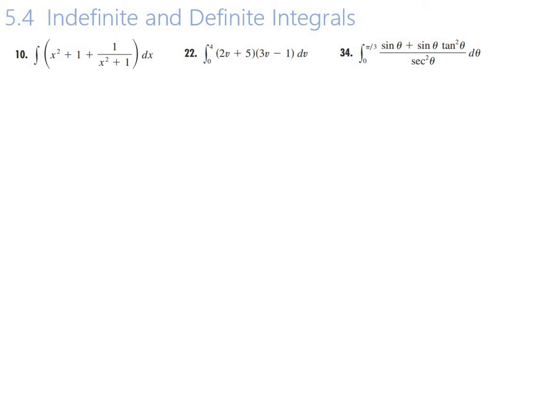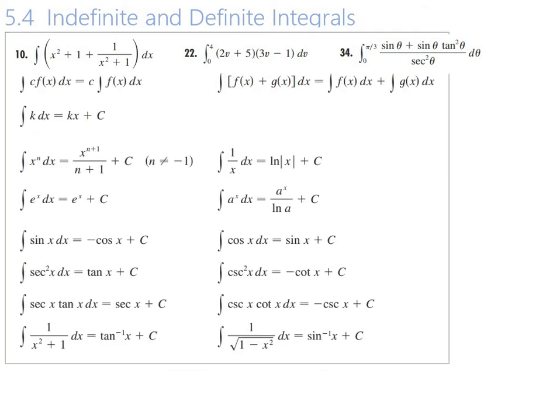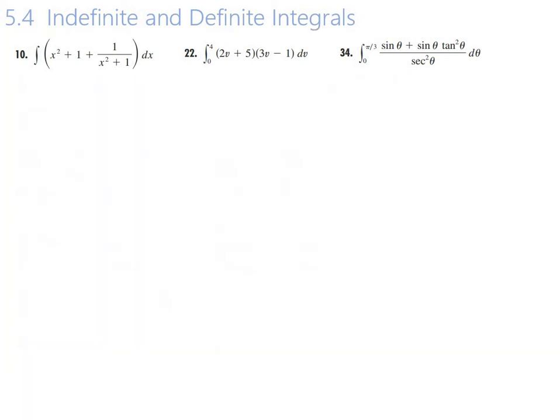Number 10 isn't too bad in the sense that all three of the pieces that we have to integrate fit our table of integrals pretty directly. So remember that table from page 406 if you've forgotten it. For number 10, we'll just say the integral of x squared is 1/3 x cubed. The integral of 1 is x.